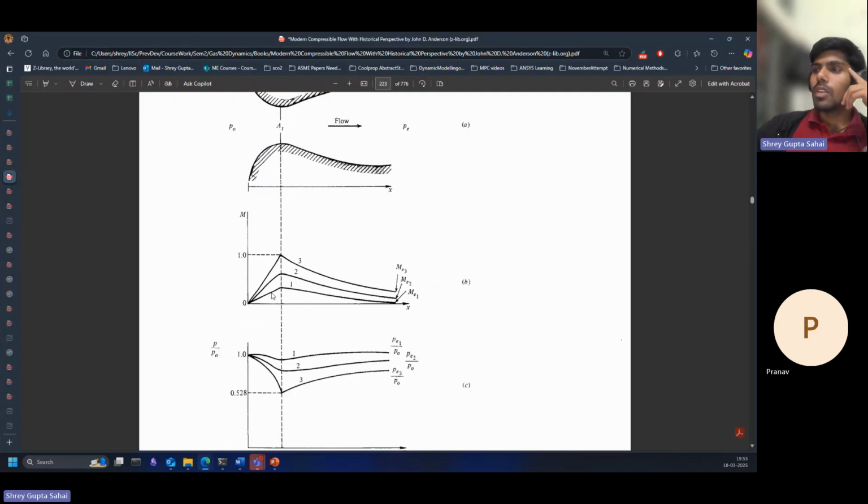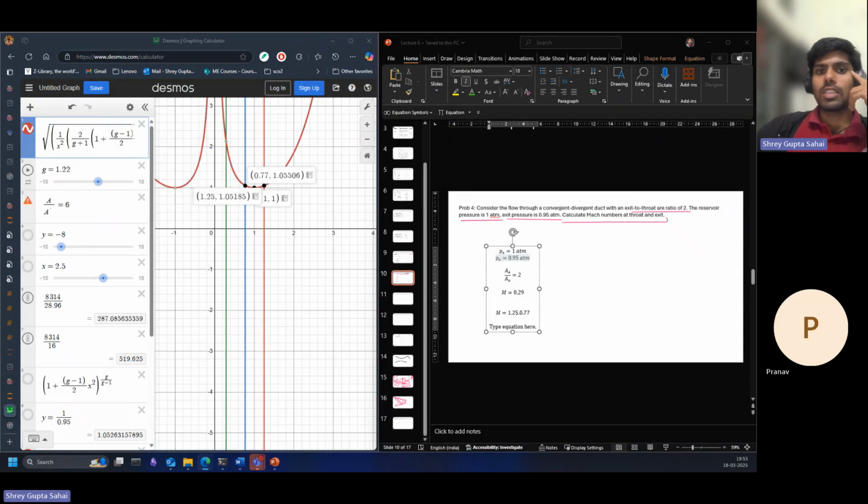This is Anderson. So when we calculate the area ratio, what we are looking at is ME3, right? We are saying that it reaches sonic conditions, but if the pressure ratios are a little lower, you won't reach there. So now, how do you calculate this? We know that the flow is entirely subsonic, even in the diverging part. How do we calculate the Mach number at the throat and the exit? That's the question.